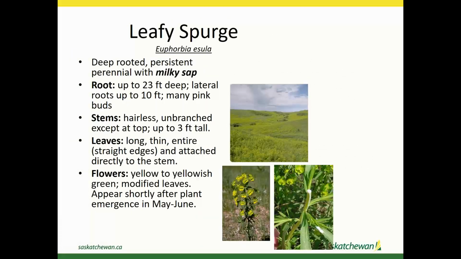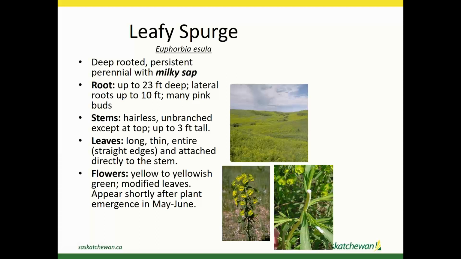Leafy Spurge, everybody's weed they love to hate. Deep-rooted, persistent perennial plant with milky sap, and that's one of the key identifying features of leafy spurge is that milky sap. The root can get up to 23 feet deep in the soil, straight down. Lateral roots up to 10 feet in all directions, and if you dig around the crown, you'll see the pink buds that will result in new plants the following year.